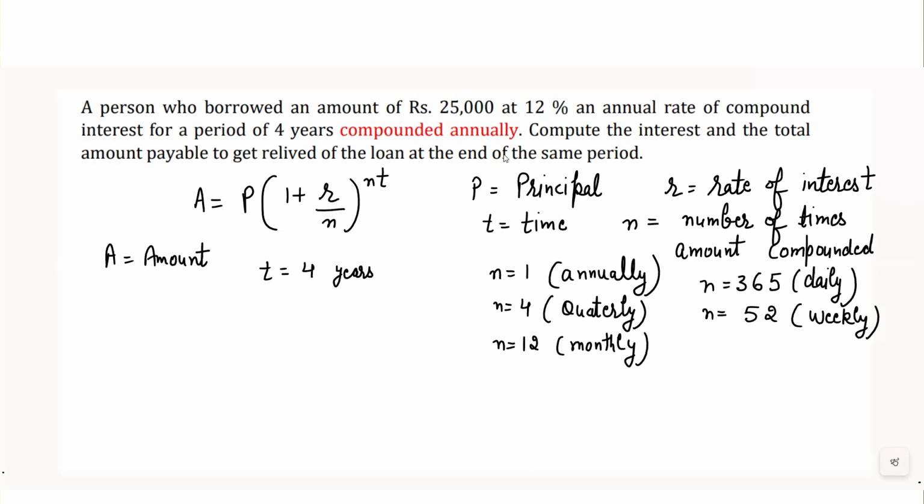Everyone, today we will learn how to calculate compound interest annually, quarterly, monthly, daily, and weekly using the formula which you can see on the board. A = P(1 + R/N)^(NT).